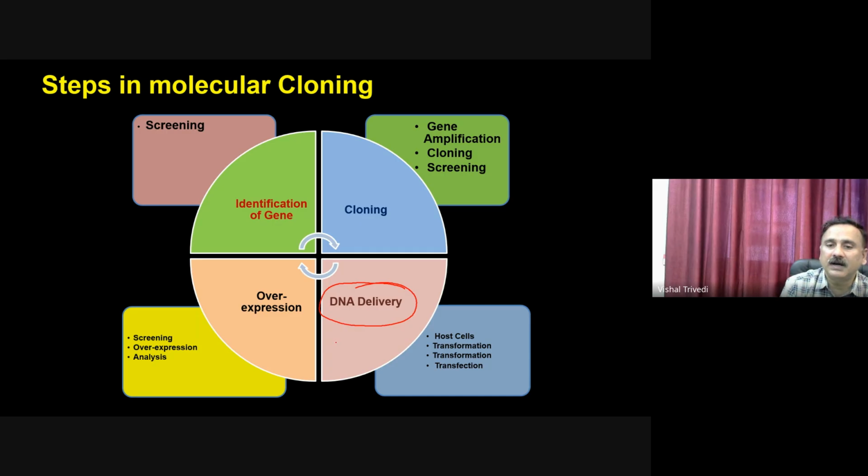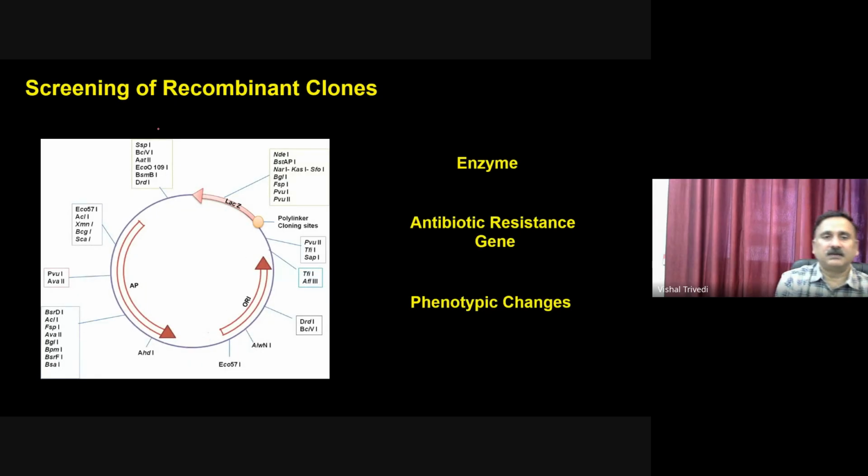And then you are actually going to put the selection pressure so that you can screen only the positive clones, and then you can use that for overexpression. How you're going to do the screening? So screening of recombinant clones utilizes three important criteria.